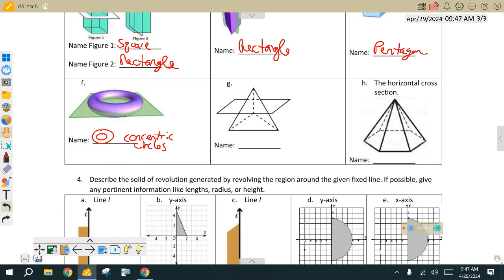Okay. We're cutting it parallel to the base. What shape is the base on that one? It's a triangle. So therefore we have a base that is a triangle. Last one there, horizontal cross section here. What shape is our base for the cross section? Is it a hexagon? 1, 2, 3, 4, 5. It looks like, yeah, six sides, so it's a hexagon. Okay? So those are our cross sections.